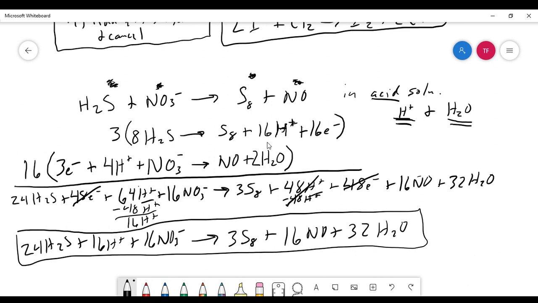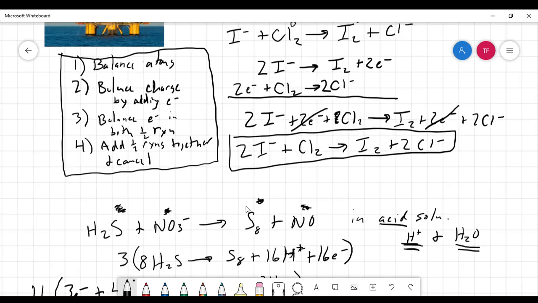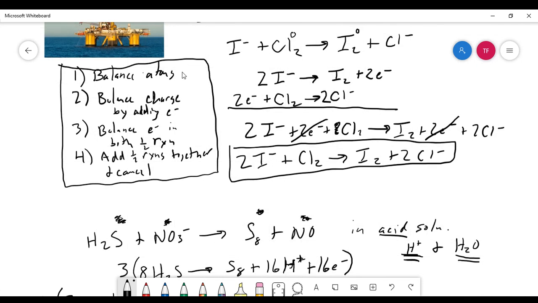Remember, the key thing though is the 4 steps that I talked about. Balance your atoms on each half reaction, balance your charge by adding electrons, balance the electrons in both half reactions, and then add your half reactions together and cancel what you can.